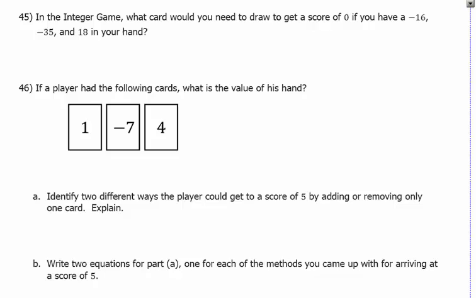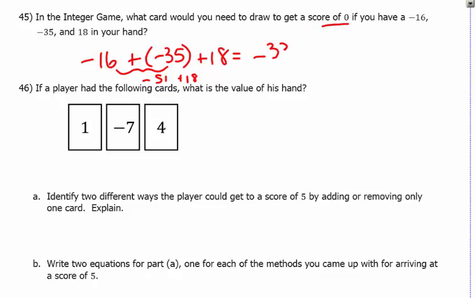On to the next question, number 45. In the integer game, what card do you need to get a score of 0? So I'm looking for a total of 0. If you have a negative 16, a negative 35, and a positive 18, I need to figure out what I have right now. Negative 16 and negative 35 give me negative 51 together, and then I add 18, so that gives me a negative 33. So right now I have a negative 33.